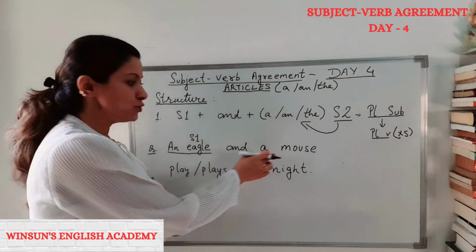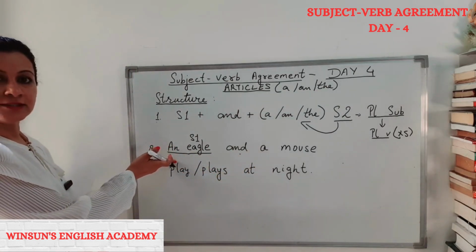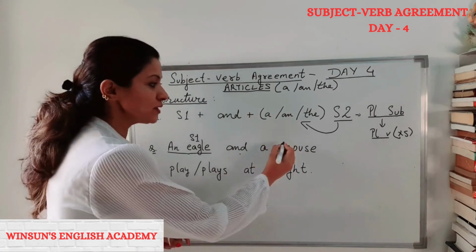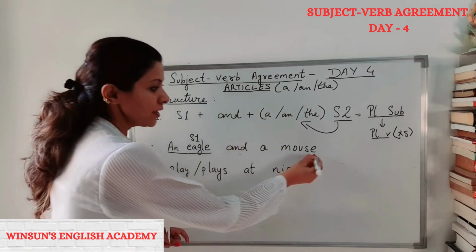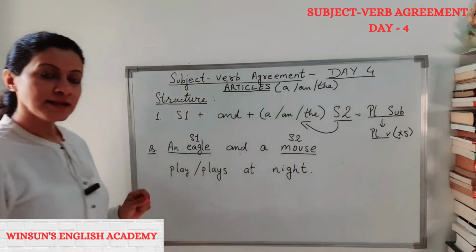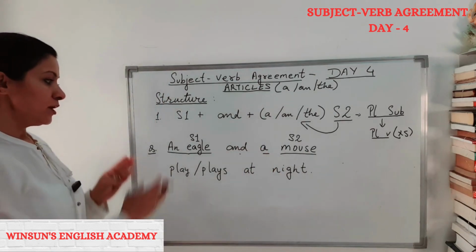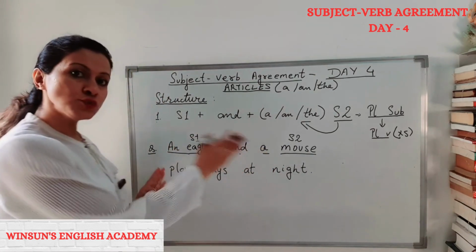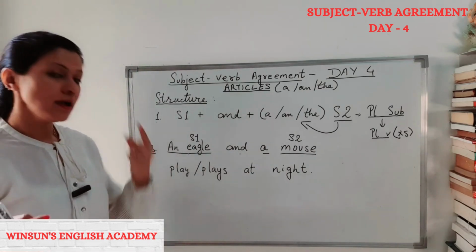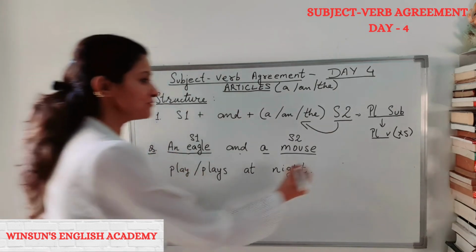Subject 2. Do we have an article with subject 2? This is not our concern. This is the main part. Do we have an article with subject 2? Now, mouse is our subject 2, right? Do we have an article? Yes. So, do we have one subject or just two subjects? Two subjects. An eagle and a mouse. Plural or singular? Plural, of course.